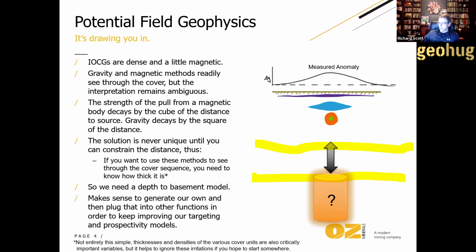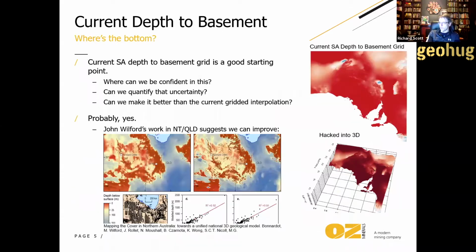So in that sense, we want to try and make our own so that we can use that with other functions and other models to improve the effectiveness of our targeting, prospectivity, and various other work. That's the simple version. So where to start?